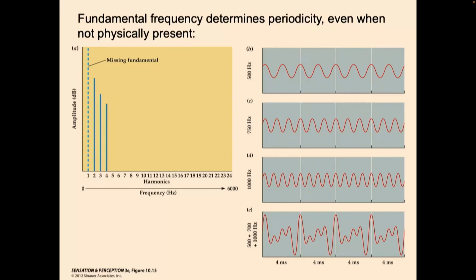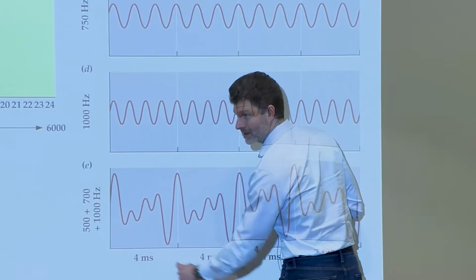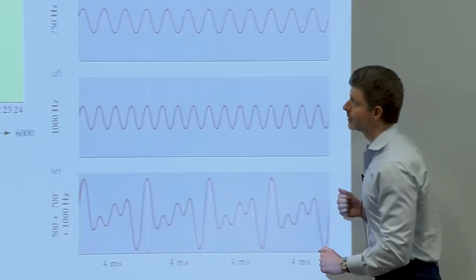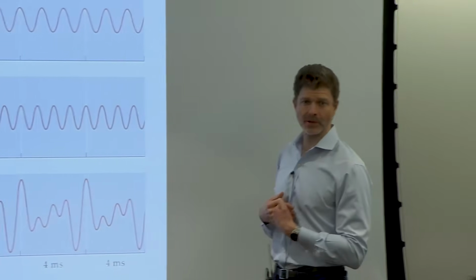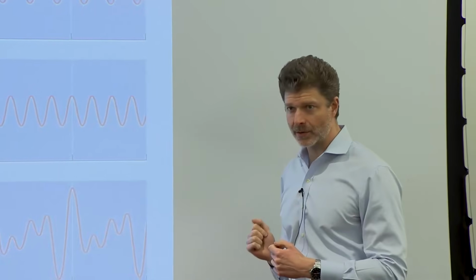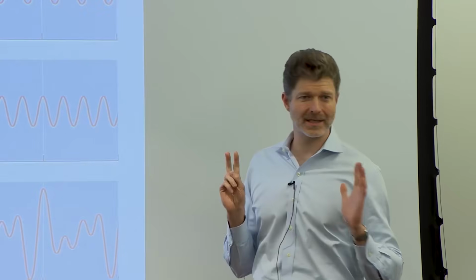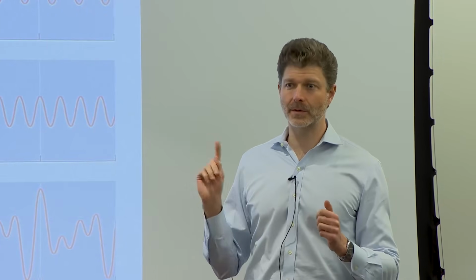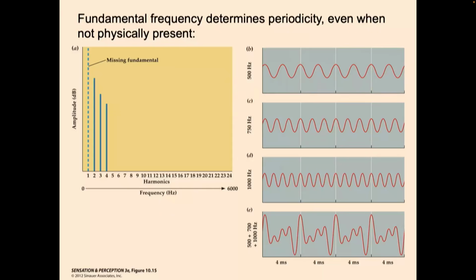But you can see that the period of the sound, the time interval over which the sound executes one cycle after which it repeats, is 4 milliseconds, which is 1 over the fundamental frequency of 250 hertz. So the fundamental frequency of this sound is 250 hertz, even though the sound does not actually contain any power at 250 hertz. That 250 hertz component is missing physically from the sound. So the fundamental frequency is a more abstract notion. It describes the repetition rate of the sound.